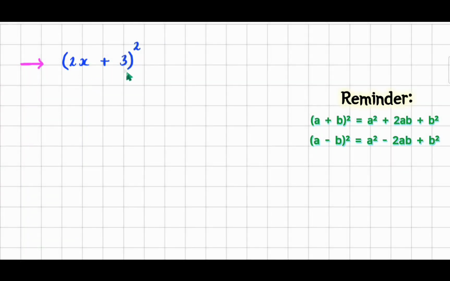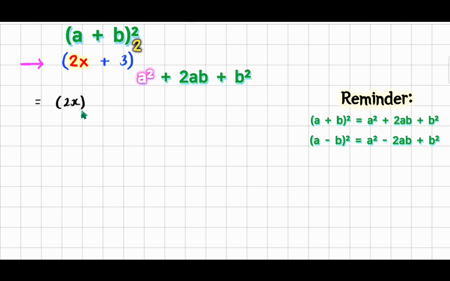Now let's take a look at 2x plus 3 the whole square. This is a binomial square with the positive sign. It is the same thing times itself twice, right? So we are going to use this pattern over here. We have got the first term square, which is 2x the whole square. The last term square, which is plus 3 square.